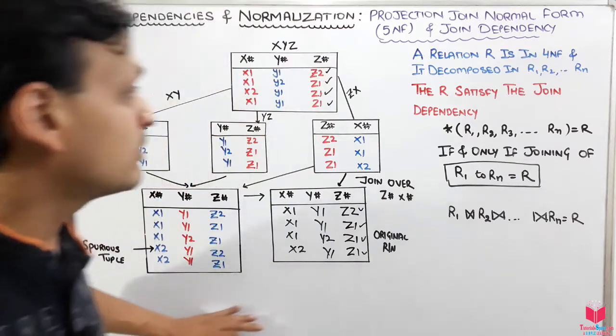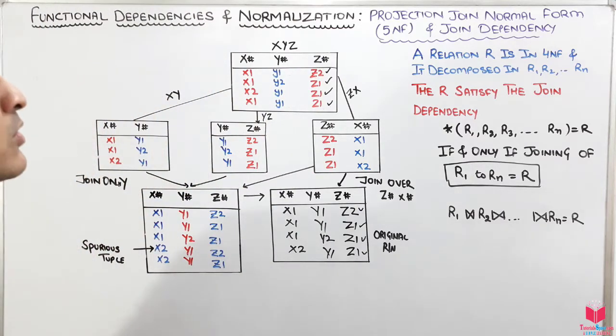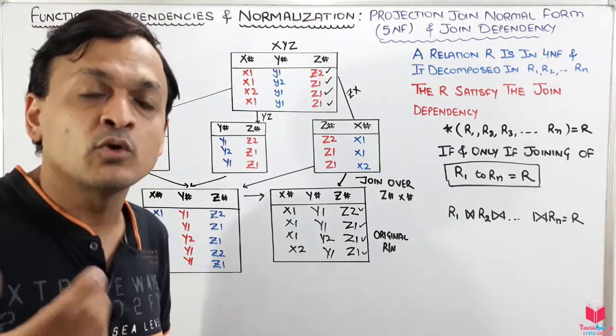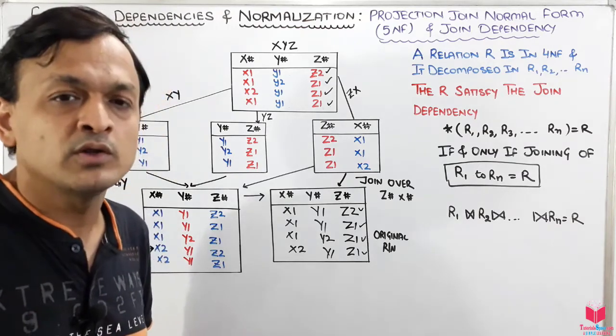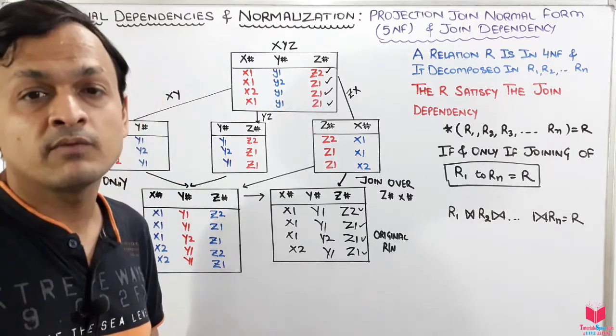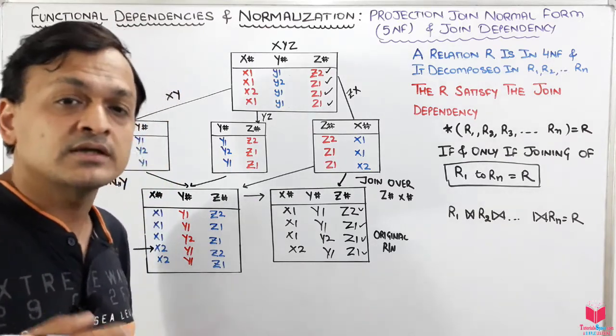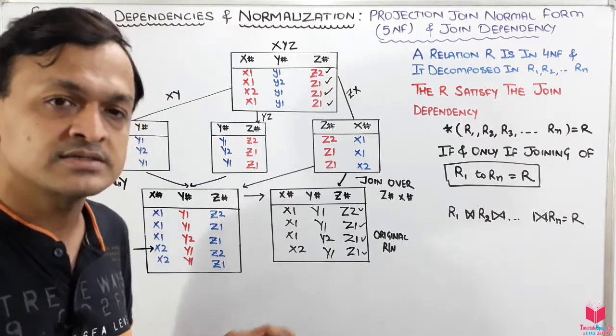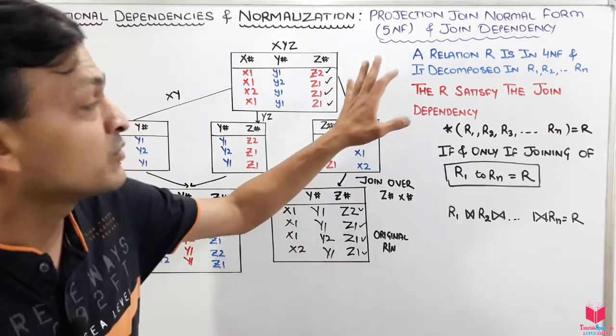So this is all about join dependency. Further, in some books there is also the sixth normal form, which is based on domain key dependencies, but we will not go into that. Our syllabus says to go only up to the fifth normal form. In some books there is also denormalization, but it is not in our syllabus. We will do normalization only up to the fifth normal form.